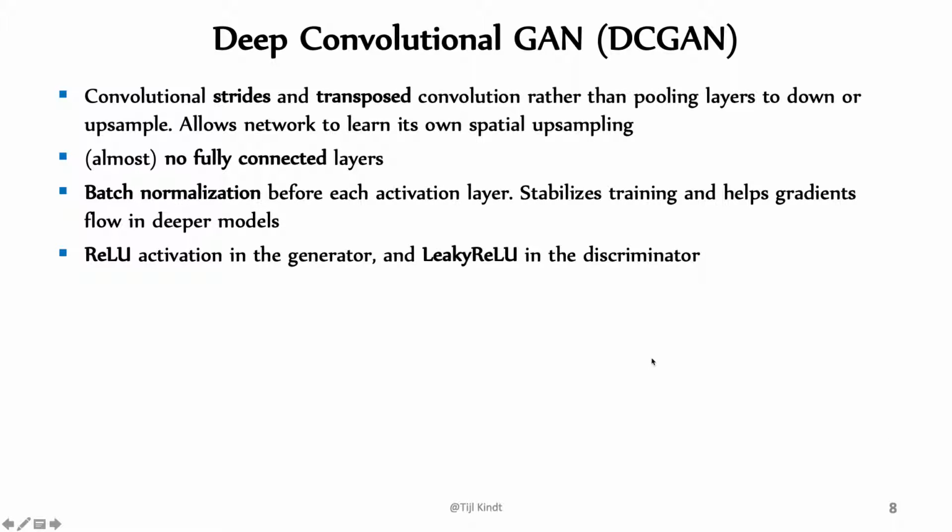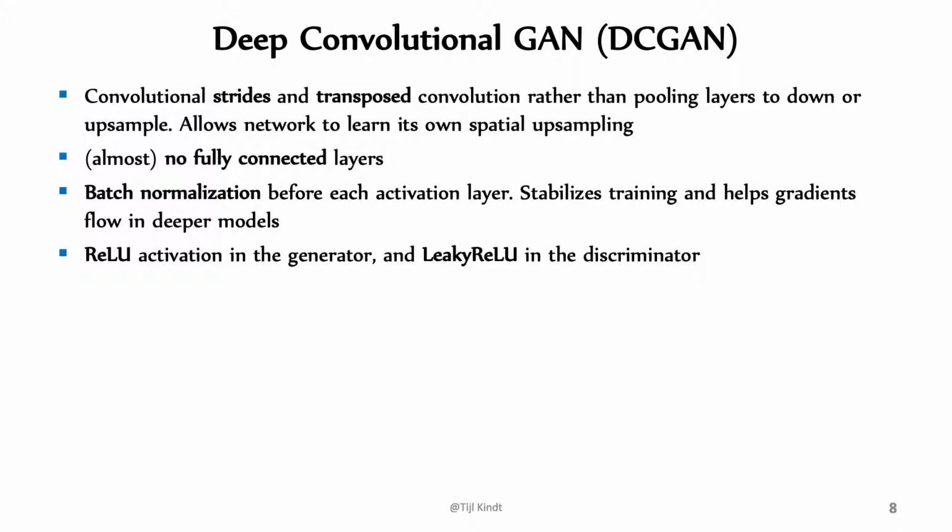So what's different about a deep convolutional GAN versus the usual convolutional networks? There are a couple of differences. One is that we use convolutional strides and transposed convolution or deconvolution rather than the more common pooling layers to down or upsample. What this does is that it allows the network to learn its own way of upsampling rather than having a deterministic, predetermined way of upsampling.